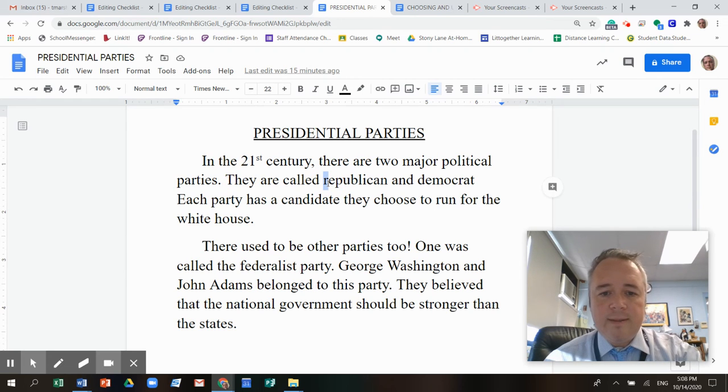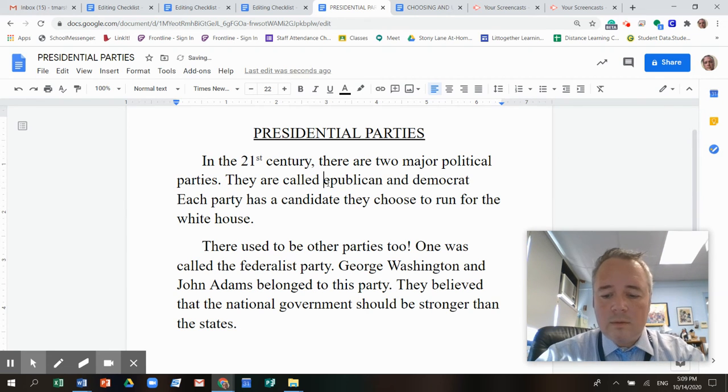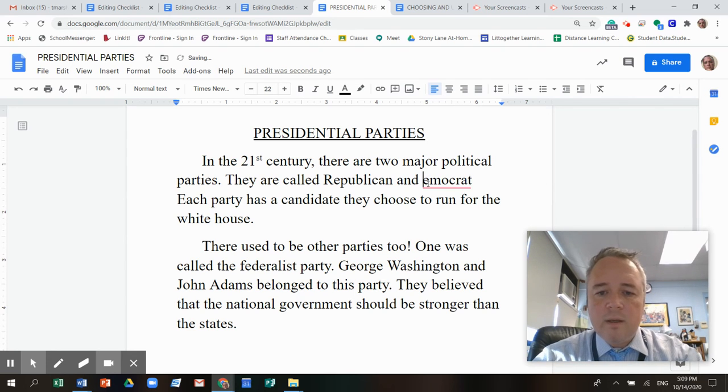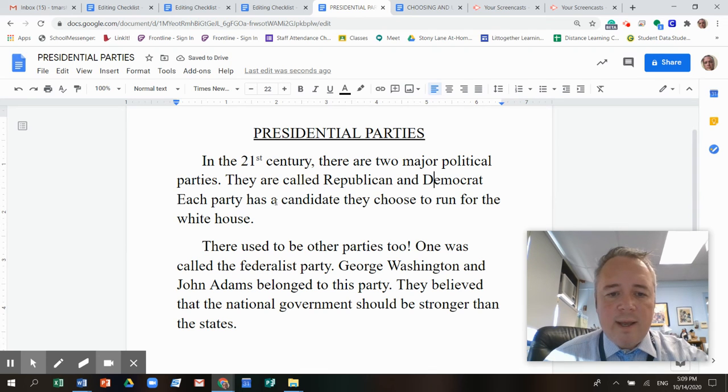So Republican needs to be a capital R. Oops. And Democrat needs to be a capital D. I'm not worried about anything else. I'm not looking at spelling. I am just looking at capitals right now. Each party has a candidate they choose to run for the White House. The start of my sentence starts with a capital. Are there any names? Yeah, the White House is the name. It's the name of the building. It's a pretty famous name, so I'm going to make that capital as well.